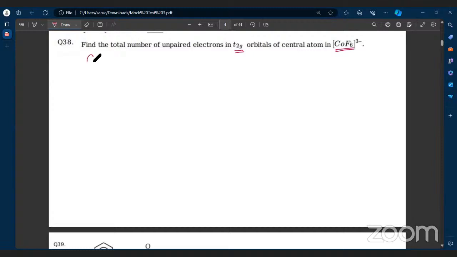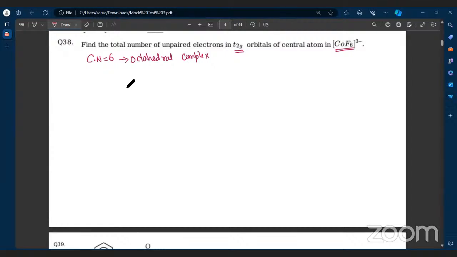So here the coordination number is going to be 6. So what type of complex is it? It is an octahedral complex. For an octahedral complex, how would the splitting be? Which will be in the lower energy and which will be in the higher energy? T2g is in the lower energy and eg is in the higher energy, right?